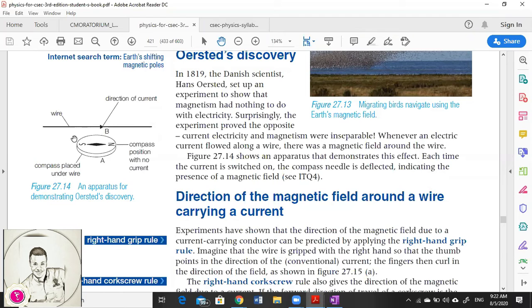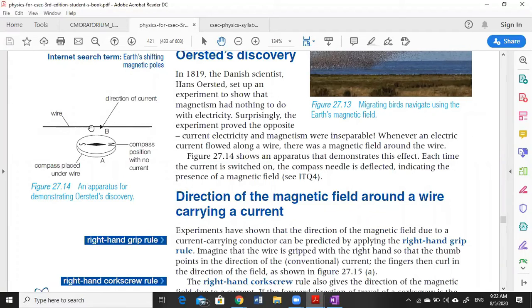So that's how the right hand grip rule works. If you know the direction of the current, you use your thumb. If I look at this diagram on the screen, imagine that that's the wire. Imagine you're gripping the wire and you use your thumb to point from left to right.